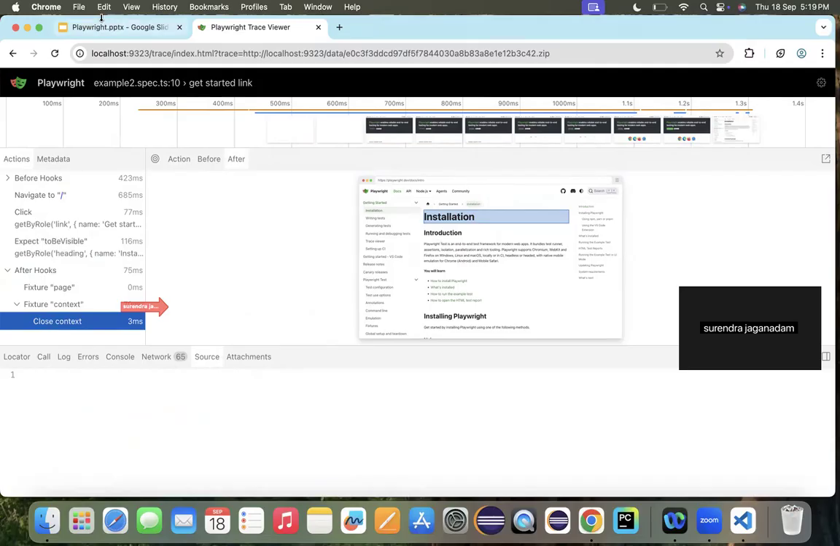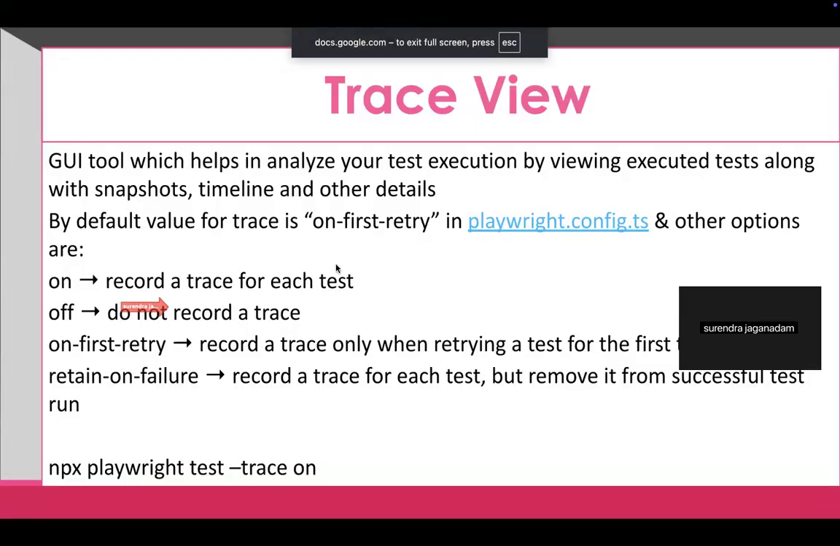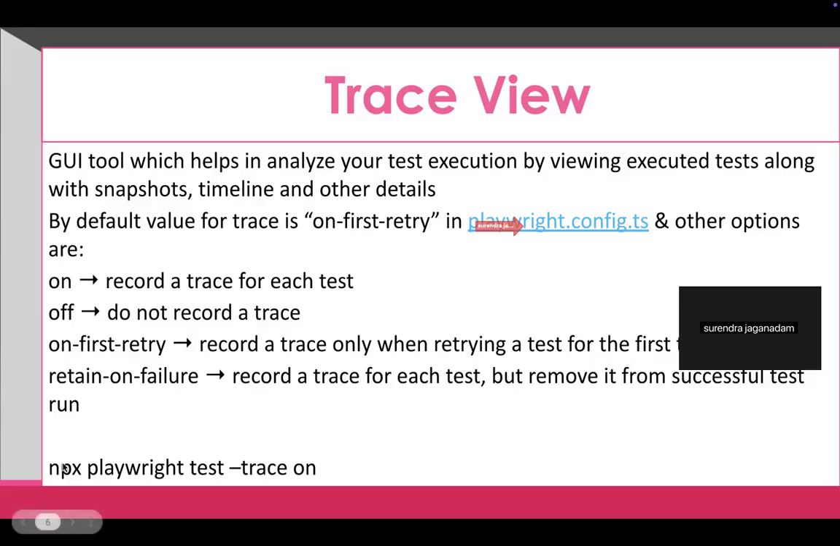If you look at this slide, as of now we have configured the trace in a configuration file. There are two more options to configure this trace. One is to configure it using a program, which we will see in between the sessions. The next is that you can enable the trace at the time of executing your code. Here also the trace may be on, off, on first retry, and retain on failure.